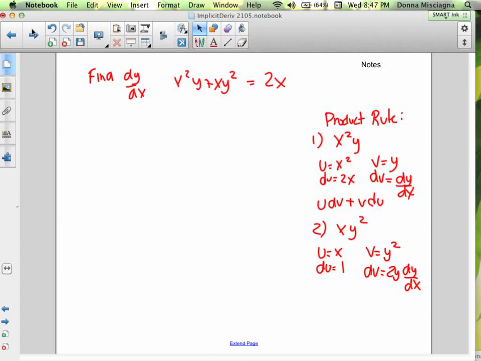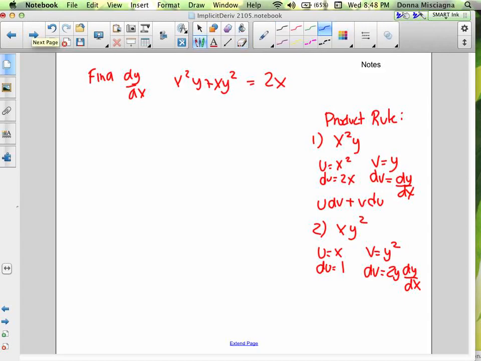So for the first, the first term is x squared, its derivative is 2x. The second term is y, its derivative is dy dx. And then for xy squared, the first term is x, the derivative of x is 1, and the second term is y squared. The derivative of y squared is 2y dy dx. And let's find the derivative. Sorry, I'm looking at the x squared. It's just an x squared.